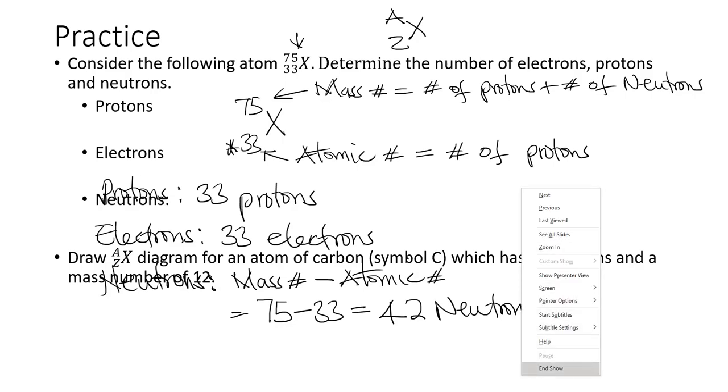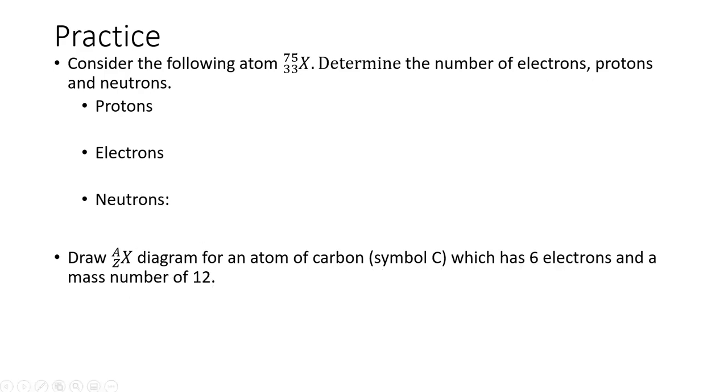So I'll get rid of all the ink. I hope you have written it down. So here the protons, I'll just say 33, electrons 33, neutrons 42.